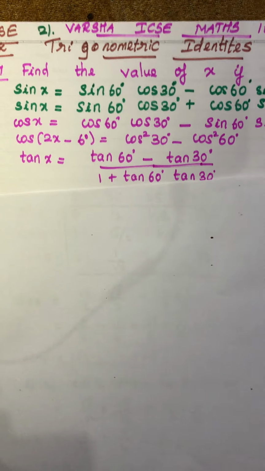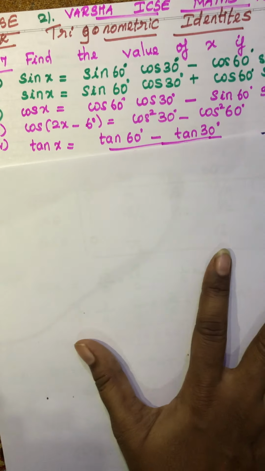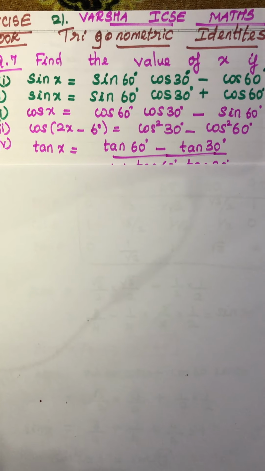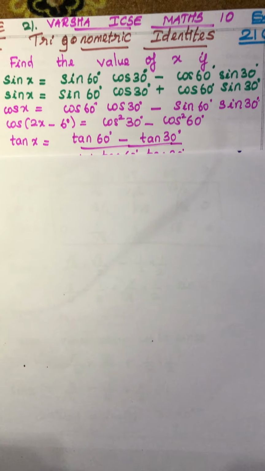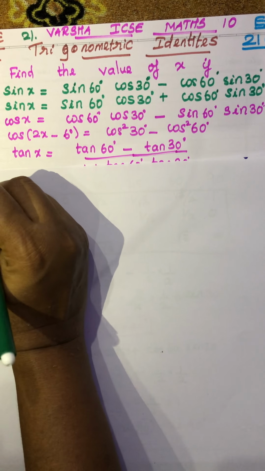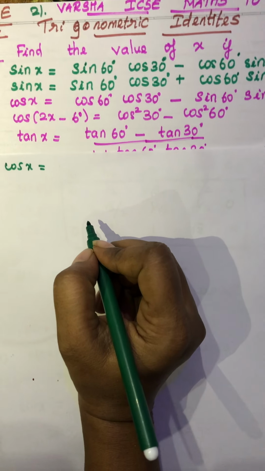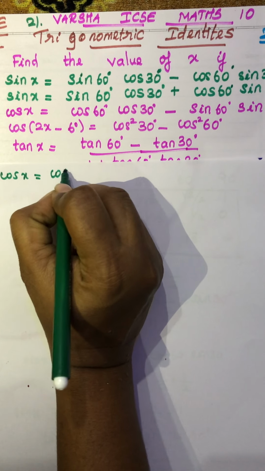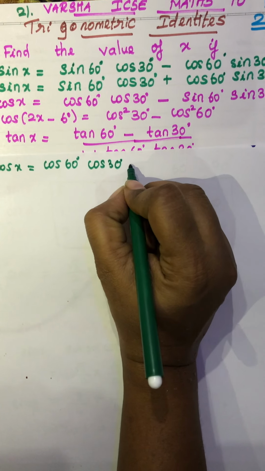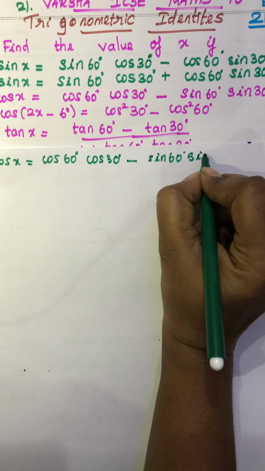I'm taking a paper, 3 more sums to do. So let's do. Okay, what is the third sum? Cos x is equal to cos 60 cos 30 degree, minus sin 60 and sin 30. So third subdivision, cos x is equal to cos 60 degree and cos 30 degree, minus sin 60 degree and sin 30 degree.